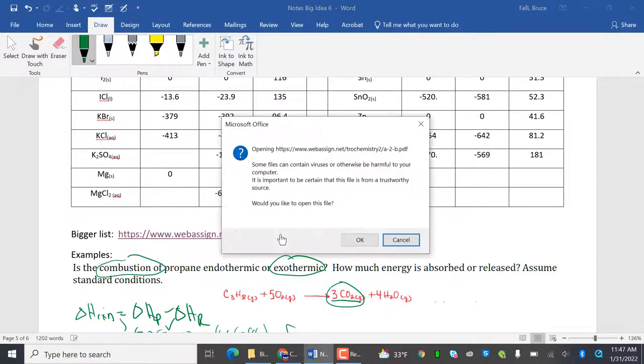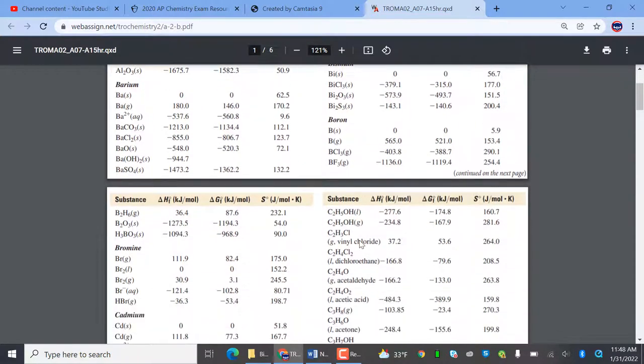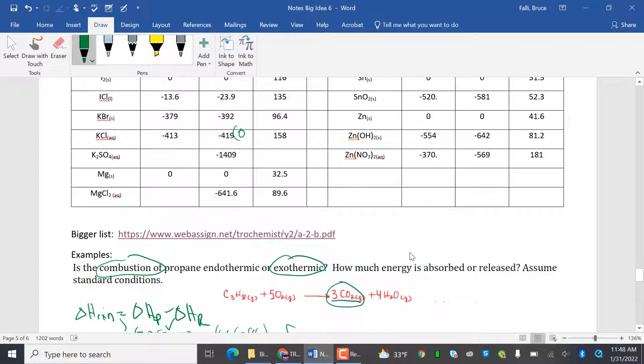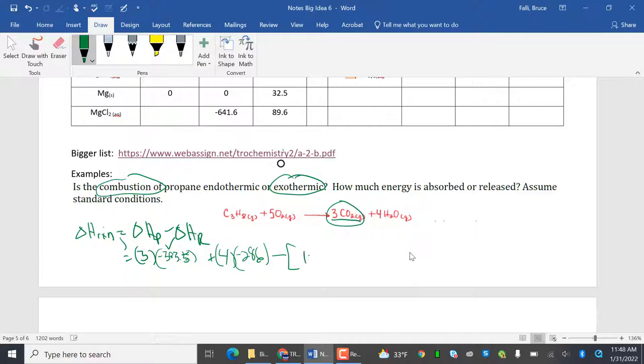Control click. Opening does something I don't like. I'm looking for C3H8 now. Carbon, C3H8, delta H is negative 103.85. Minus negative 103.85. Plus 5 times 0.